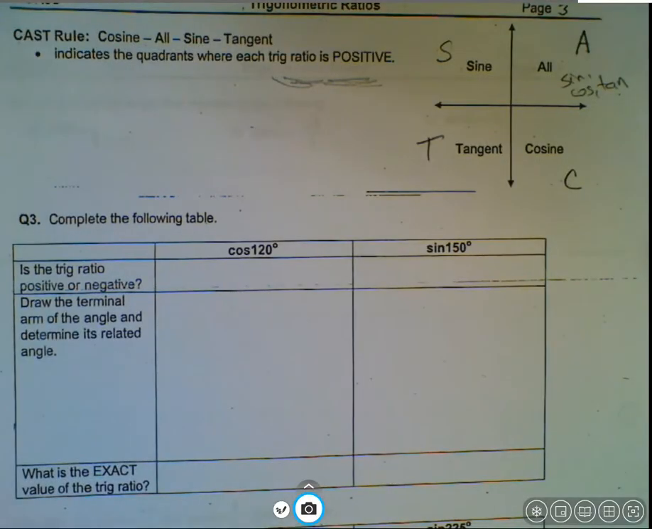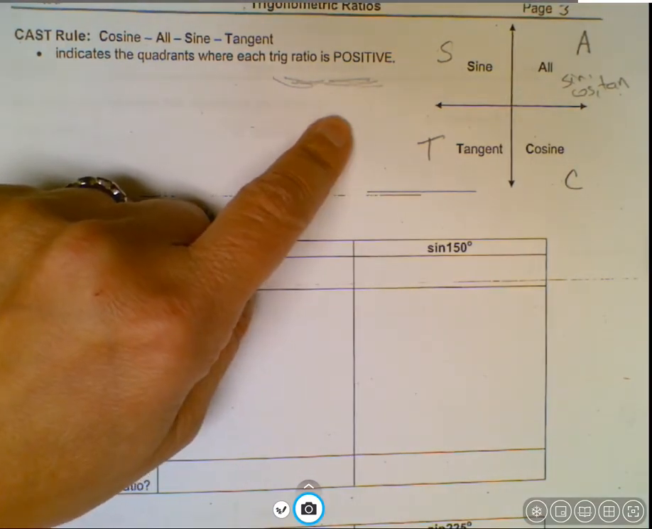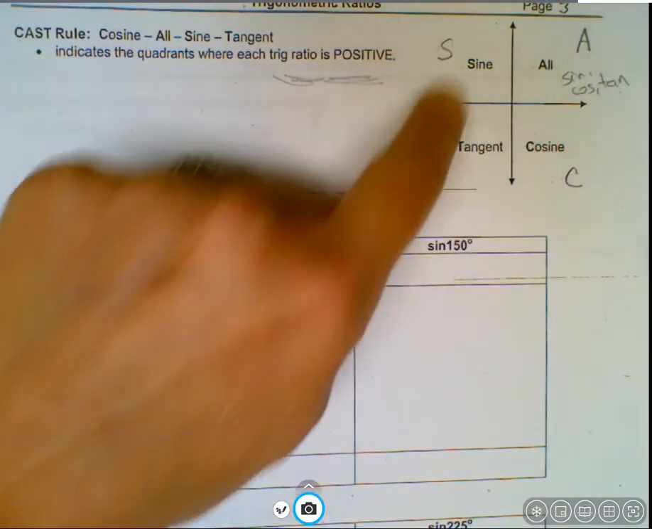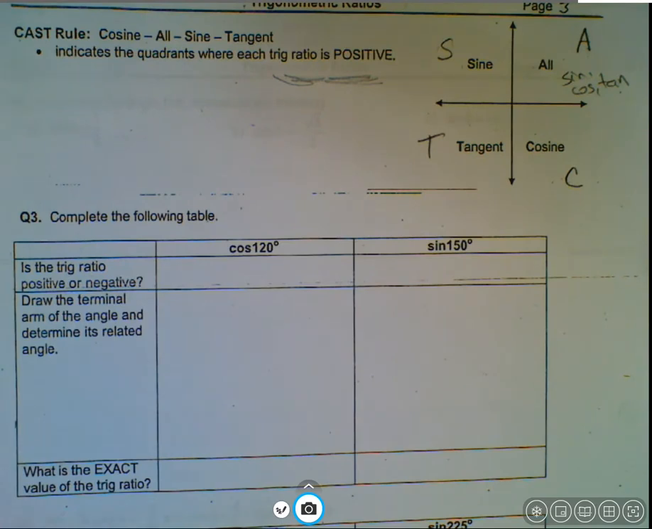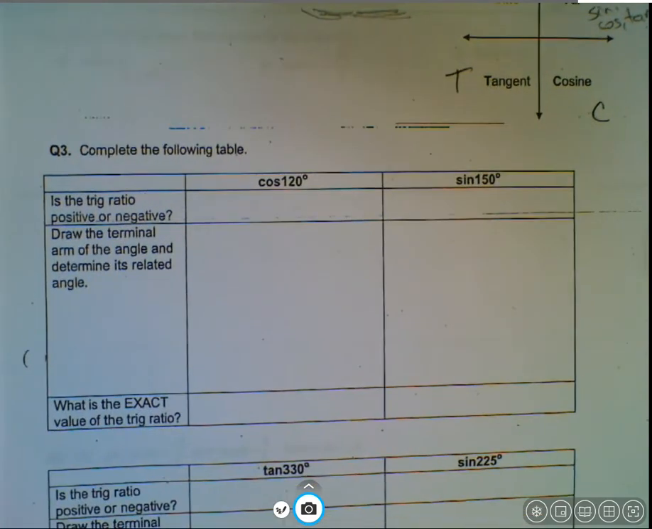And then at the end of the last video, I showed you this little memory aid, which is CAST, tells you in which quadrants each of the trig ratios is positive. Okay, so let's work on some of these things. And I did promise you we were going to do trig without a calculator, so here we go.